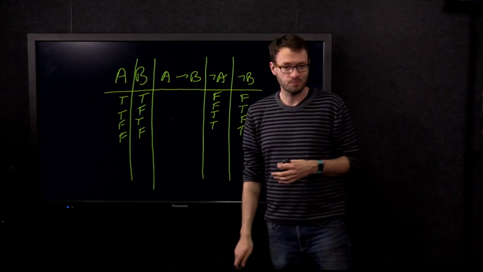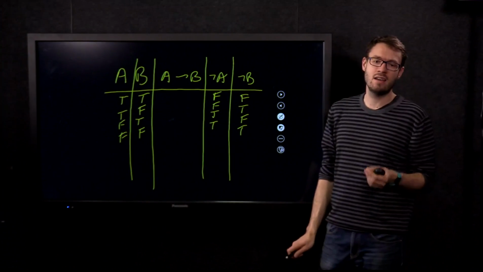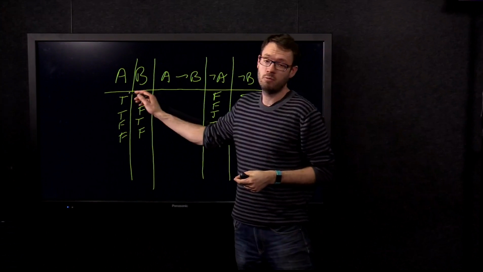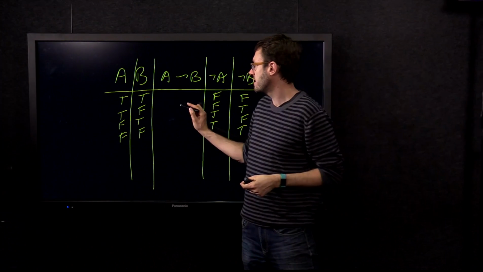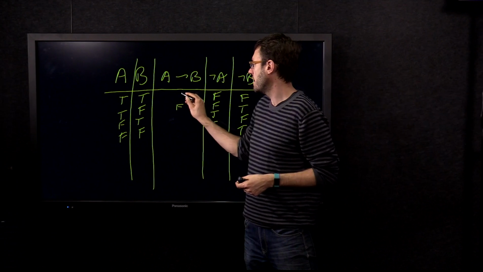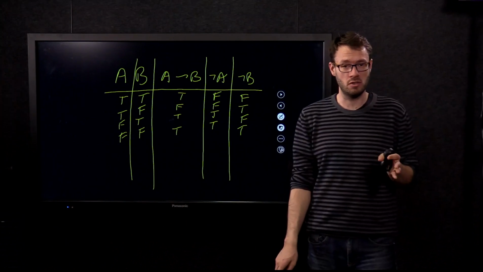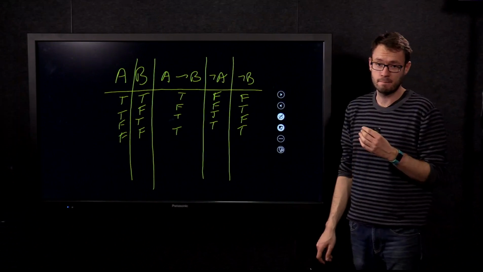So that gets us our four rows for not A and not B, and then we've just got to do this conditional. The conditional, again, is only false when you've got the first thing and you don't have the second thing. We look for that situation. We've got one in the second line, so it's going to be false there and true in all the other situations, because that's the only case in which you've got the first thing and you don't have the second thing.